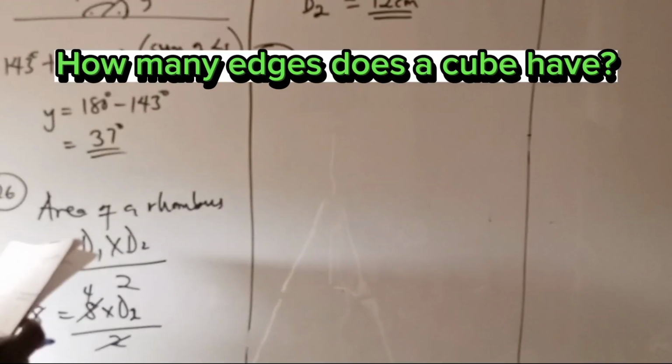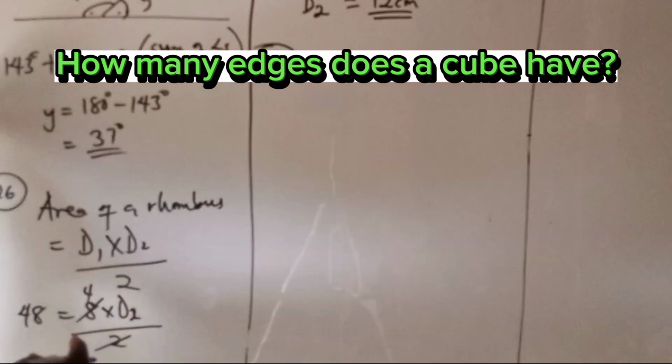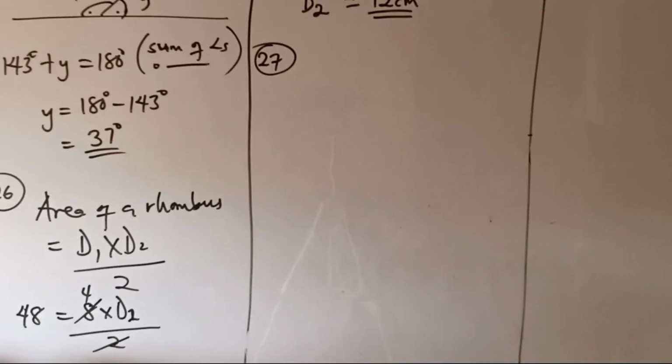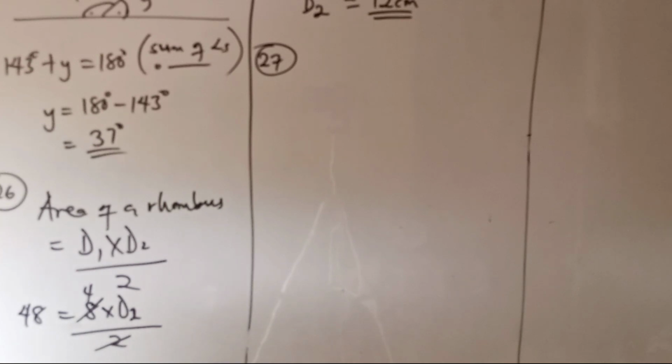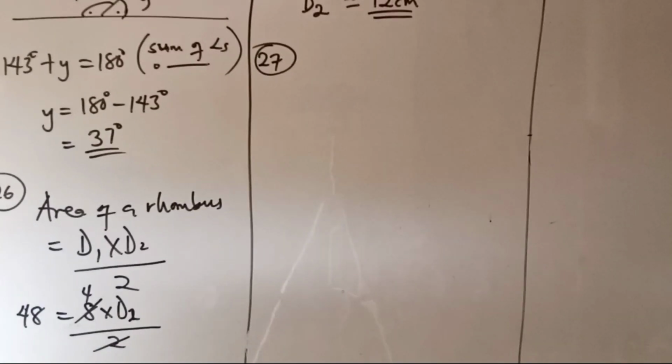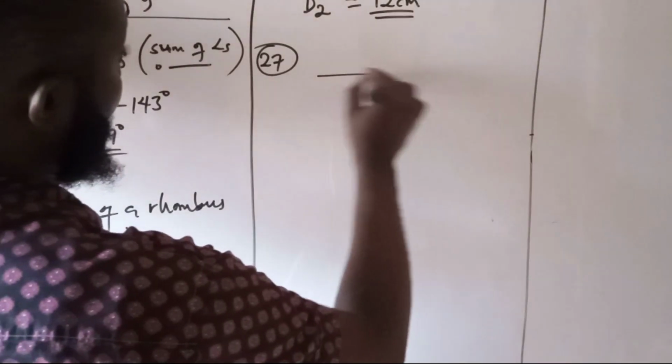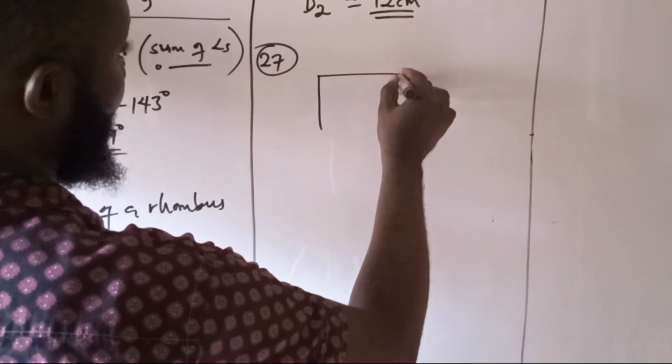Question 27. How many edges does a cube have? An edge is a line where two faces meet. When you have a cube, this is a cube.